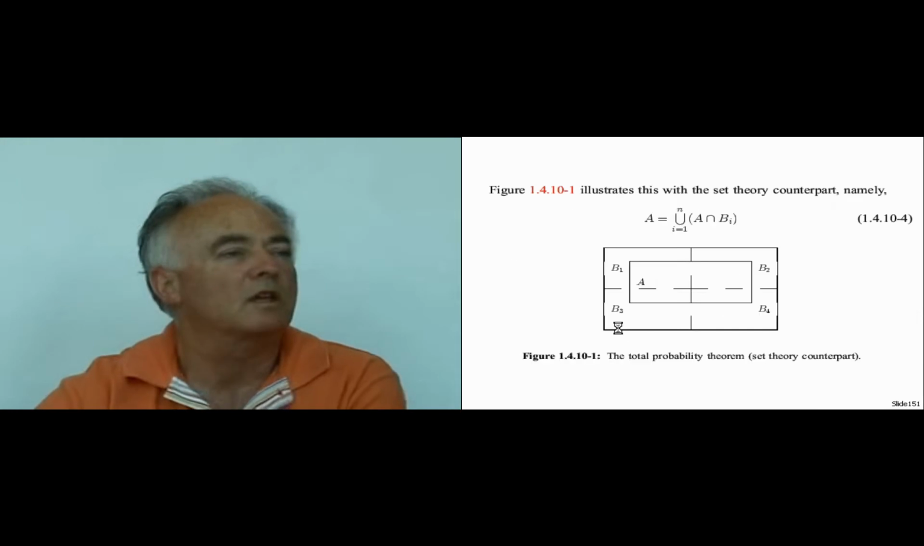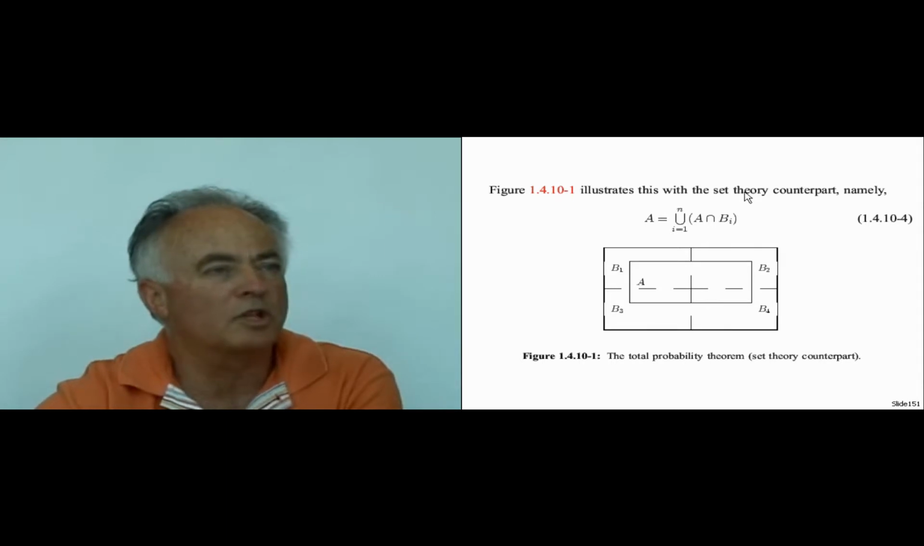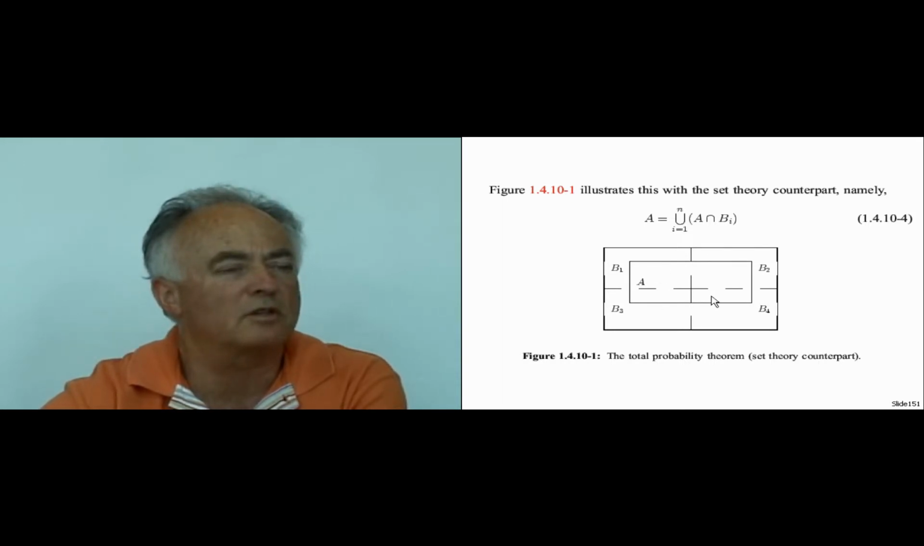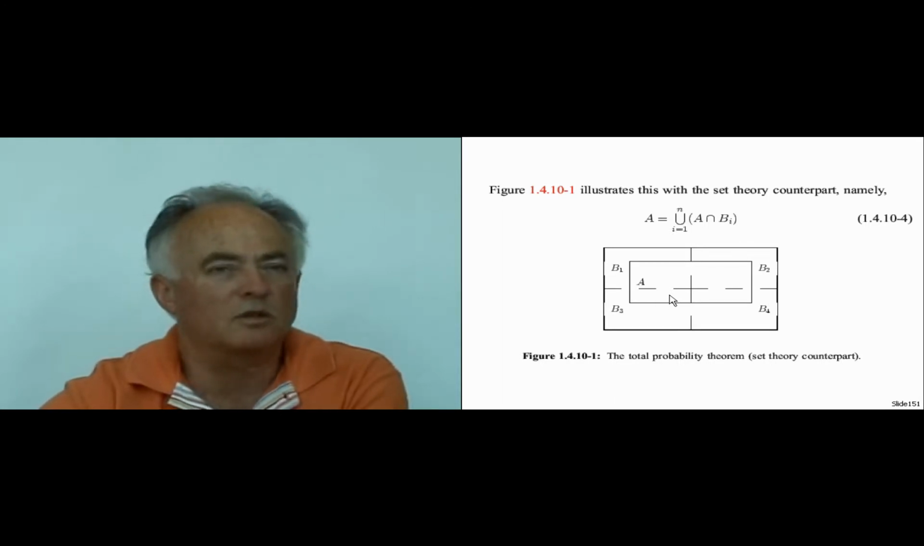And here's a graphical representation of this, or illustration, with a set theory counterpart. Take a set A, intersect it with the bunch of B_i. The entire space is divided in this case into 4 B_i, and I take the union of each such intersection, A with B1, A with B2, this small rectangle, and this, and this, and this, and their union gives me back the event A. So the mutual exclusivity means I never count twice, and the exhaustivity means I count all the portions of A.